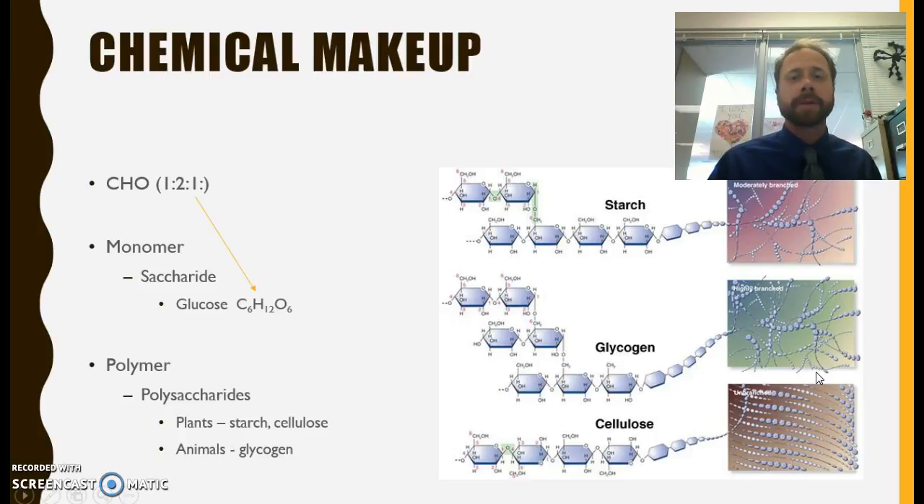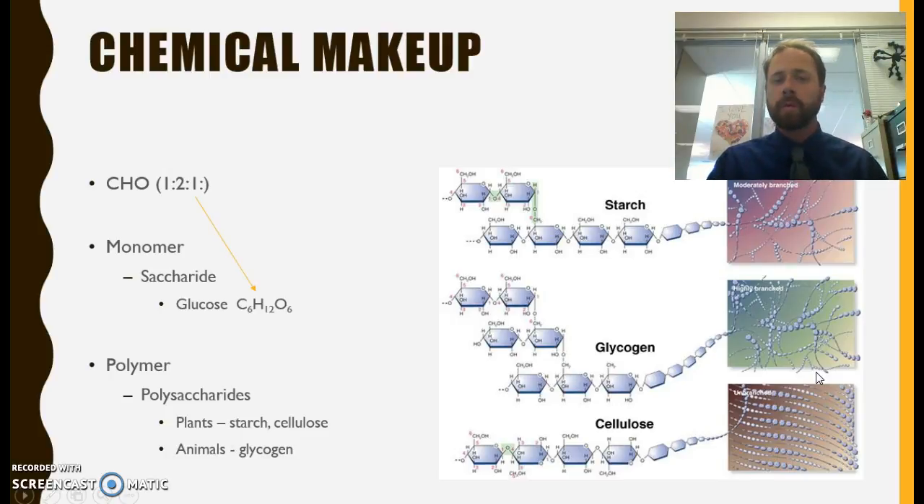Carbohydrates appear, again, in carbon, hydrogen, and oxygen combinations, but in an almost one-to-one ratio. For the most part, it's usually one-to-one. We can see that in the glucose molecule there, where it's C6H12O6. So for every one carbon, there are 2 hydrogens and 1 oxygen.